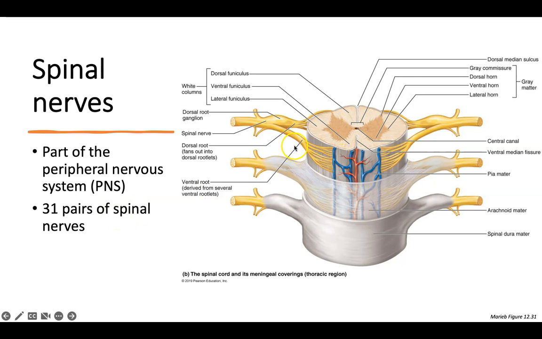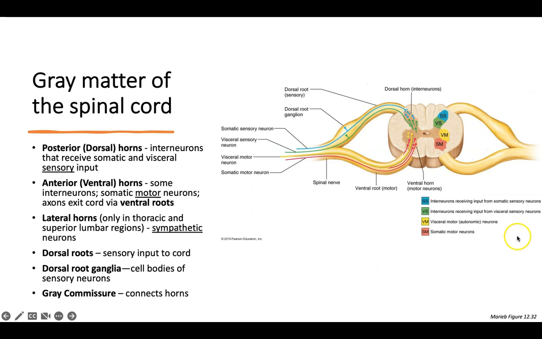You can see that they're branching off from both the dorsal and the ventral side of the spinal cord. They meet up and then they form a spinal nerve that is then going to split again later on and travel to different parts of the body. But these spinal nerves are, again, regularly emerging from the spinal cord, and there are 31 pairs.